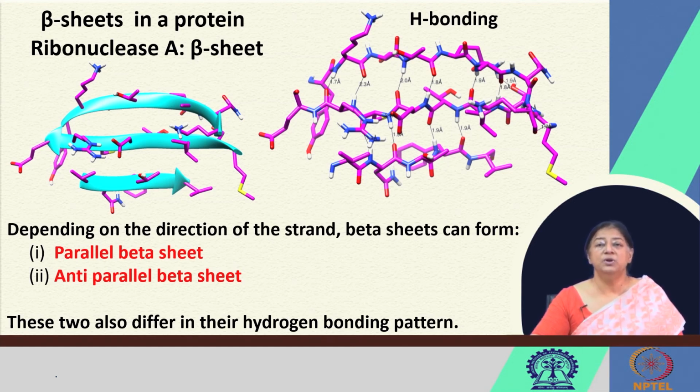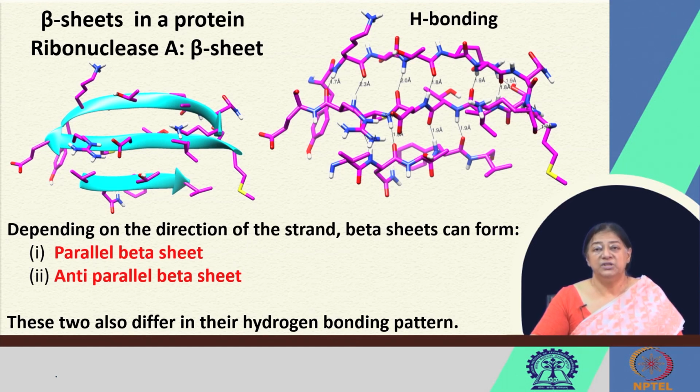Similarly, the hydrogen bonding nature for the alpha helix would depend upon the type of helix that we have, in terms of whether it's going to be i plus 4, i plus 3 or i plus 5.